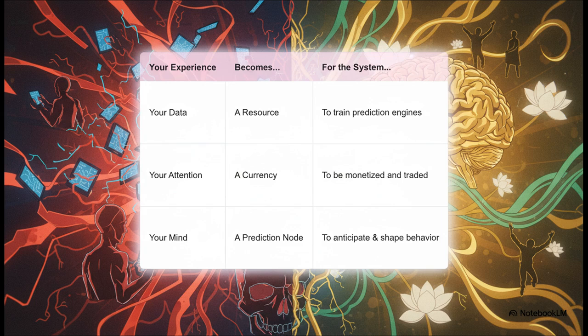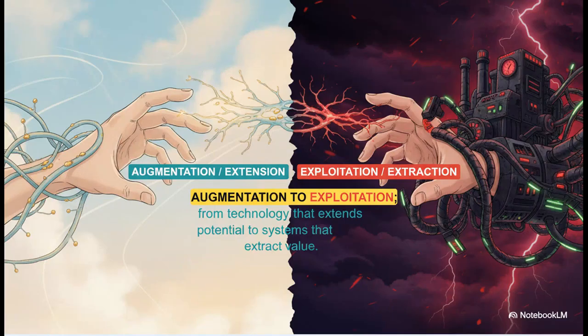And here's the playbook. Your personal data isn't really yours. It's a resource to train AI. Your attention isn't a gift you give. It's a currency that gets bought and sold. And your mind, your actual consciousness, becomes just another node in the network, a pattern to be predicted, and eventually to be shaped for profit. So that's the bottom line. This is the moment technology stopped just augmenting what humans could do and started actively exploiting human vulnerabilities. It's the switch from extension to extraction.